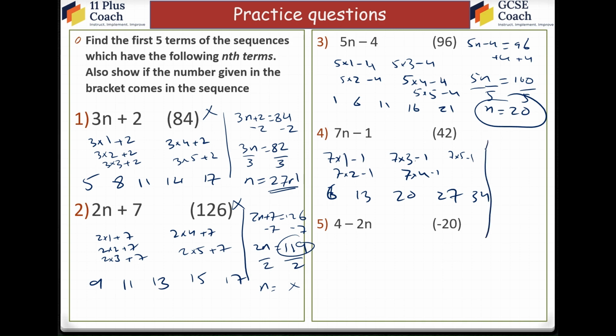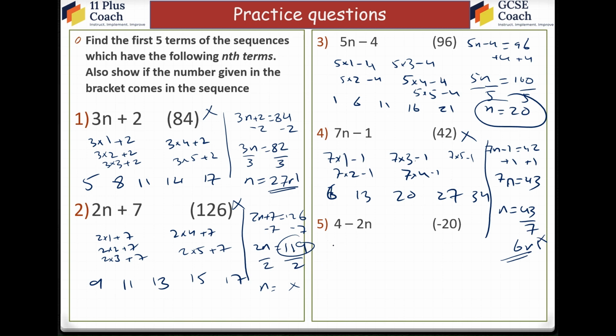Is 42 in the sequence? 7n minus 1 equals 42. Add 1 to both sides. 7n equals 43. n equals... well, 7 does not go into 43. 7 times 6 is 42. So that means it can't be a whole number, and this number is not in the sequence. 43 divided by 7 will not be a whole number. It will be 6 remainder 1, which can't be in. n can't be a decimal number, so this number is not in the sequence.